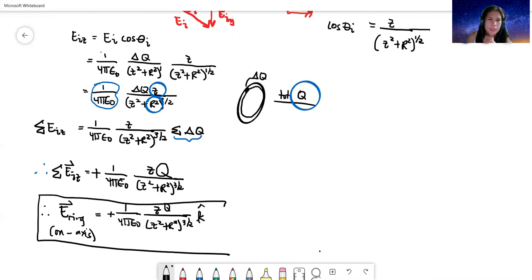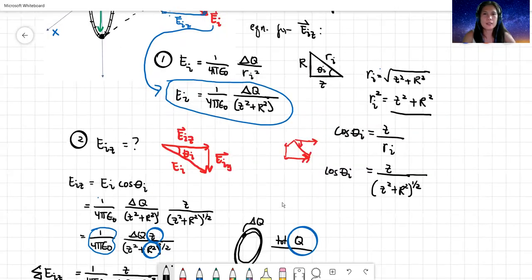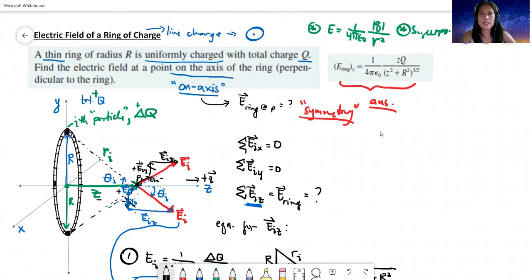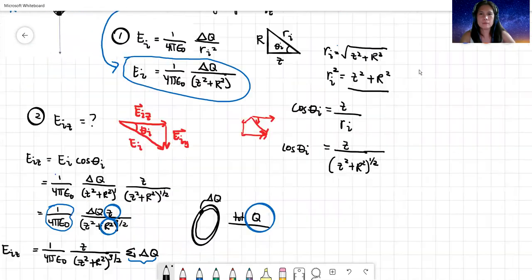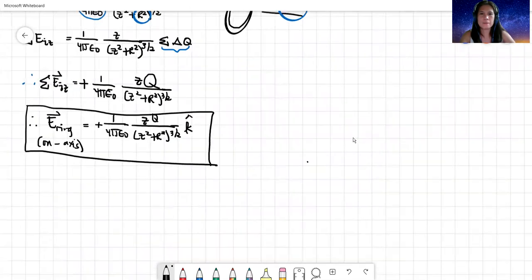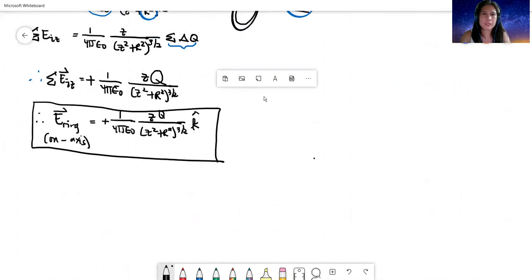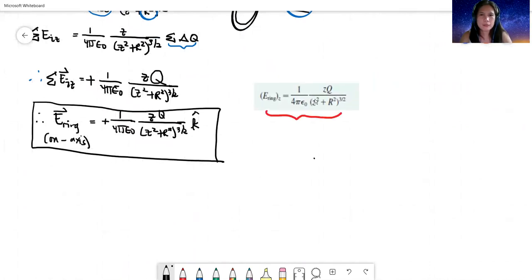Did we get the correct answer? Let's take a look at the answer sa taas. Let's copy this. Copy. And then let's move this up. Paste it here. There.